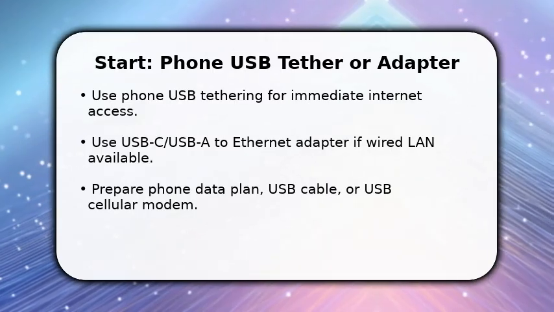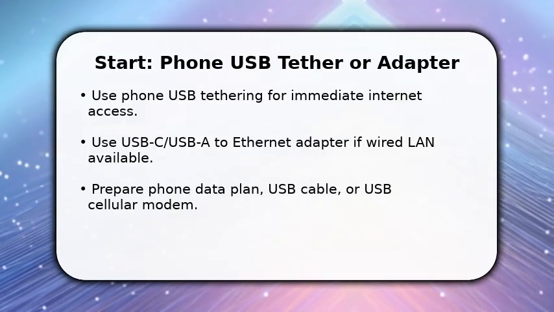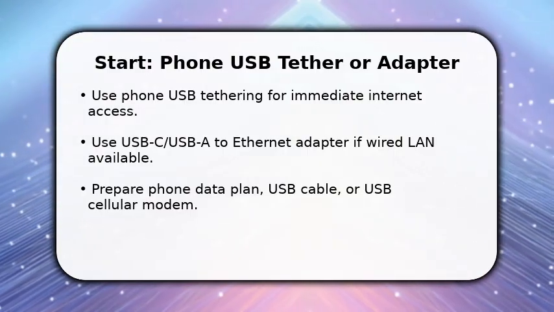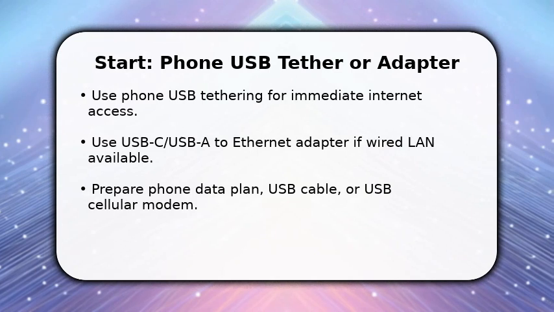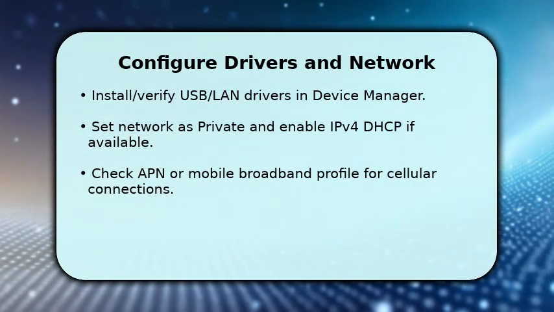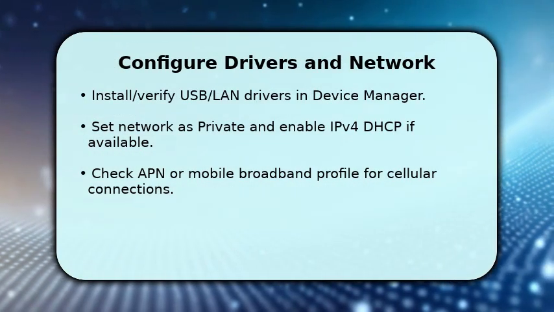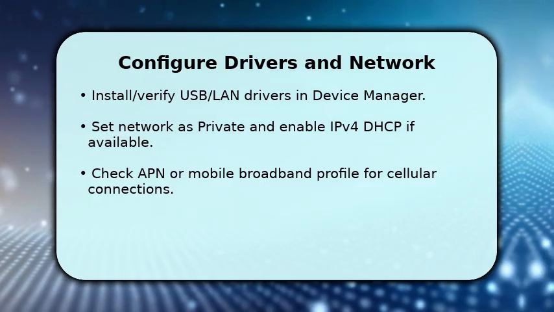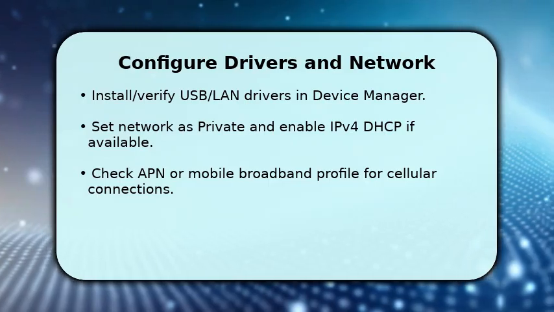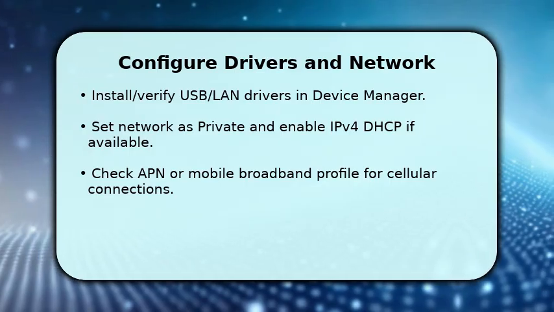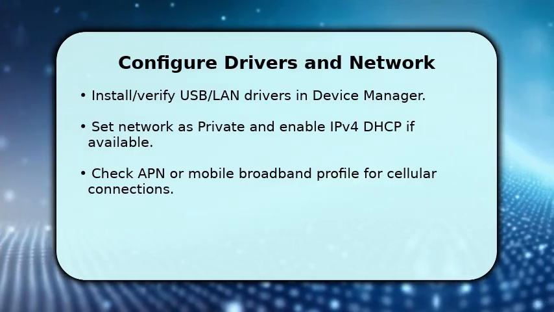Do this now because both methods create a direct network link without relying on wireless radios, giving you faster, more stable access immediately. Once connected, make sure drivers and profiles are correct so traffic flows. On Windows, check Device Manager for the USB network adapter and install drivers if flagged. Configure the network profile as private and confirm IP for DHCP is enabled so you get an IP automatically.